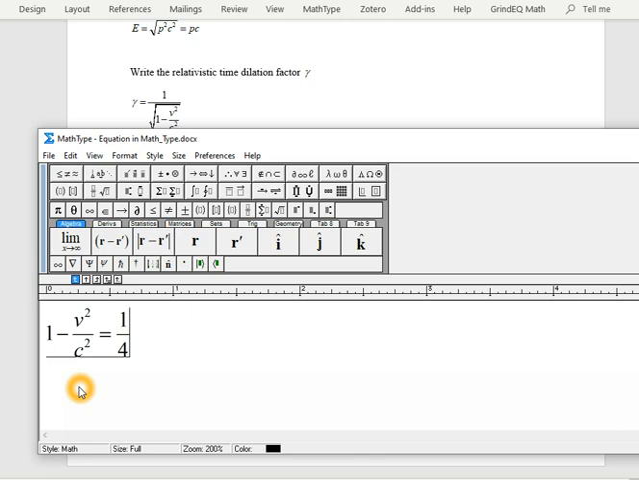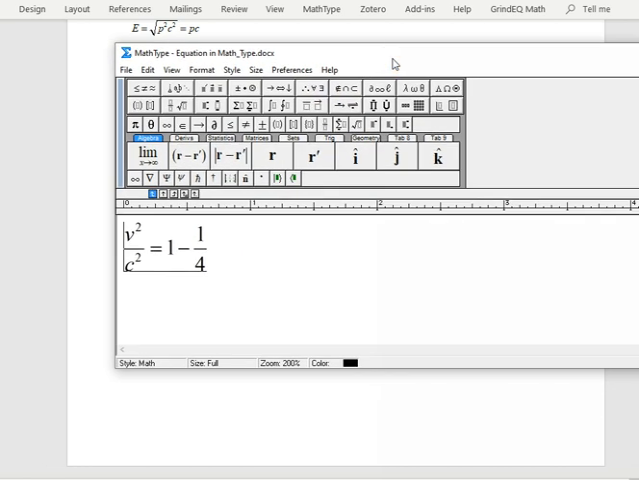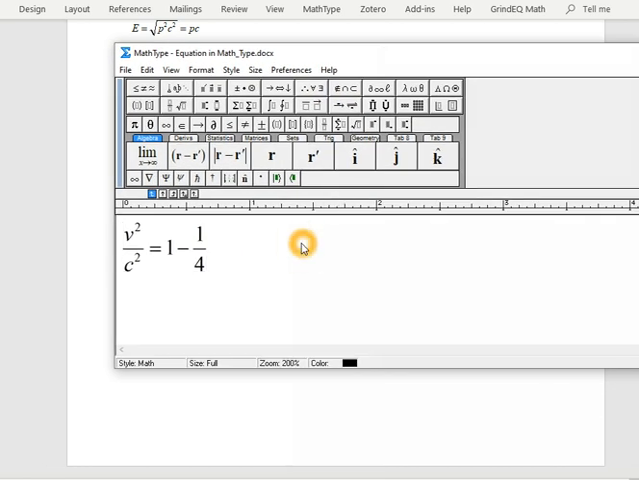And what I want to do is solve for v. So I subtract 1 from both sides and I multiply by minus 1. And we have v squared over c squared is equal to 1 minus a fourth, or 3/4. Now I can multiply by c squared and take the square root of both sides. Control F. Which is 0.866 times the speed of light.